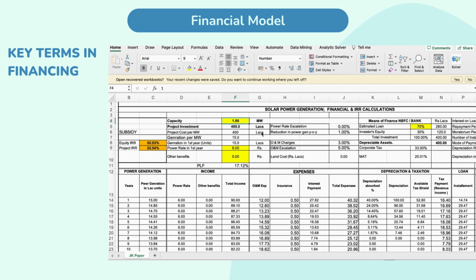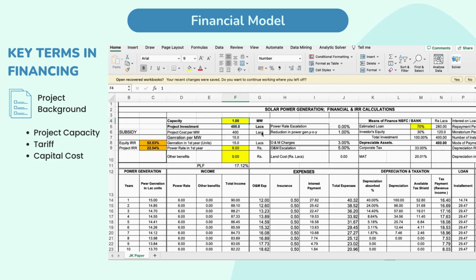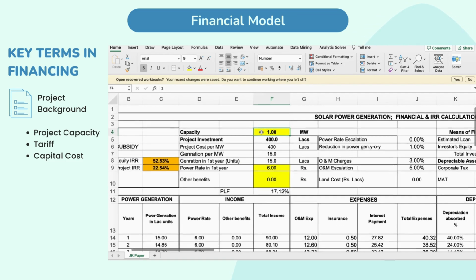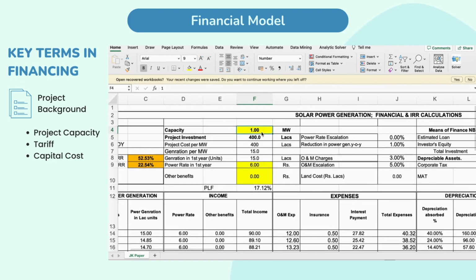Before we explain the key terms, let me give you a project background. Let us consider the first screen is implementing a 1 megawatt project in Rajasthan, and it participated in a tendering process. Nowadays, 1 megawatt projects are not available. These are 5 or 10 megawatt. But for the sake of simplicity and understanding, we have kept the capacity to 1 megawatt.